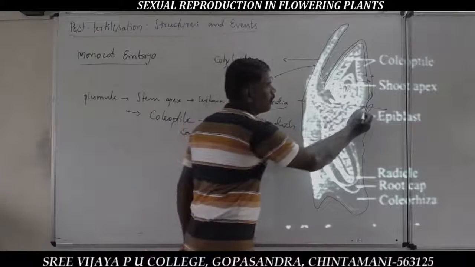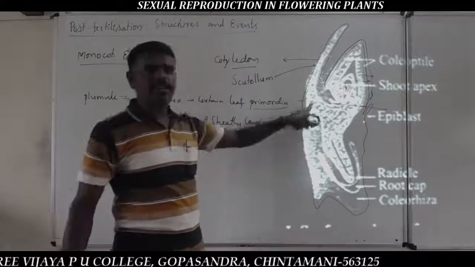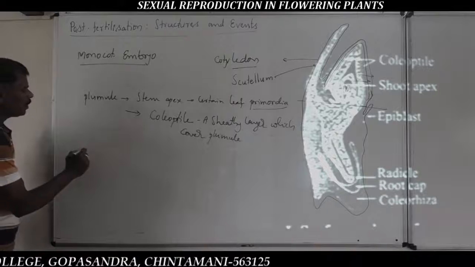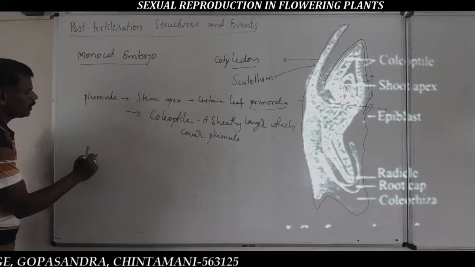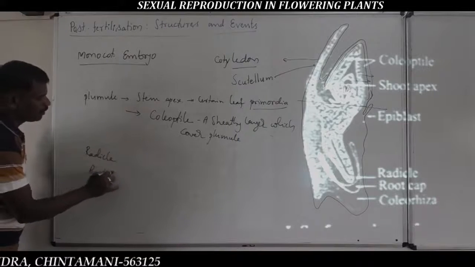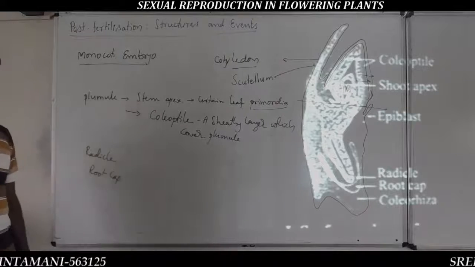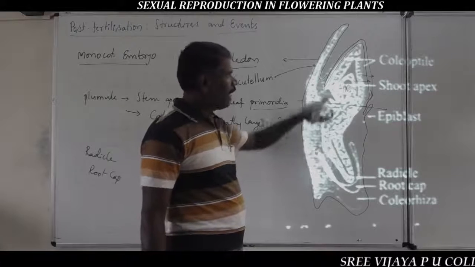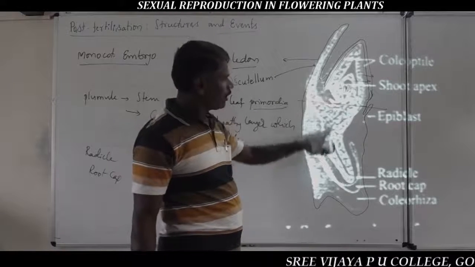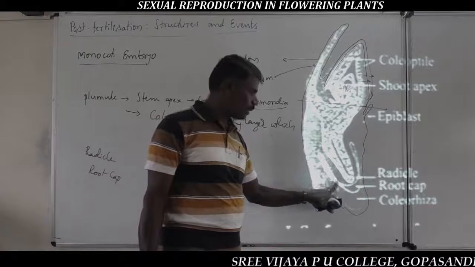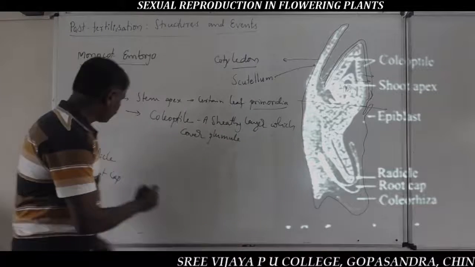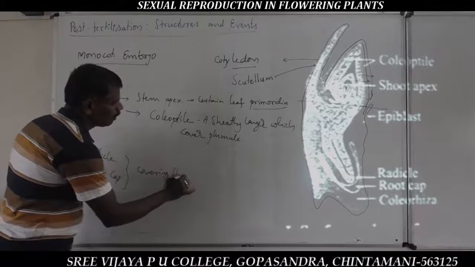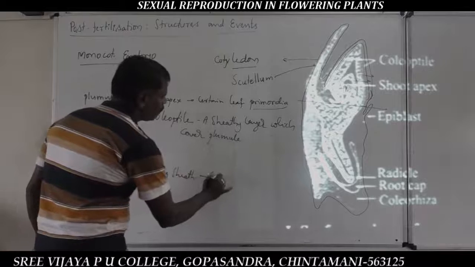So the portion of the embryonal axis below the origin of the cotyledon is what we call the hypocotyl. The hypocotyl consists of the radical and root cap. But here also, as in the epicotyl, the hypocotyl parts, the root cap and root, that is the radical, are completely covered with a covering sheath that is called coleorhiza.